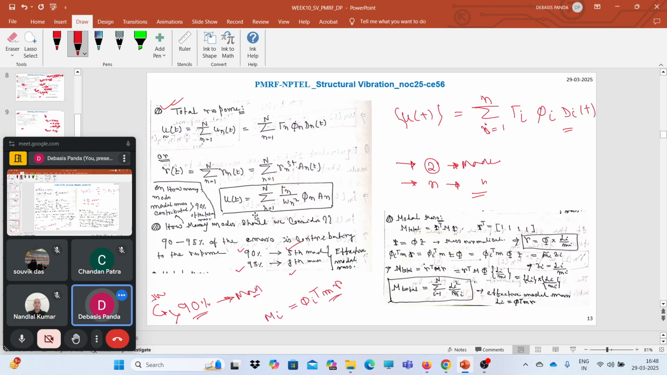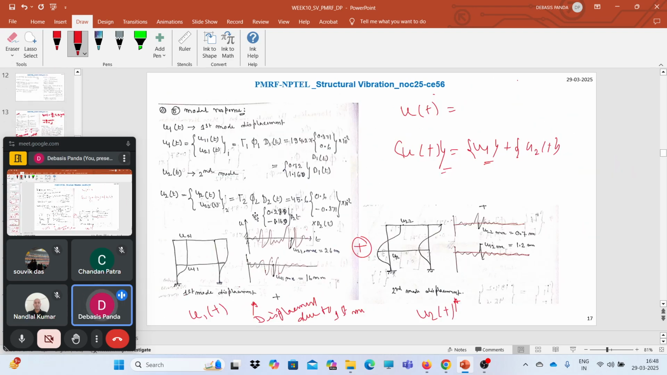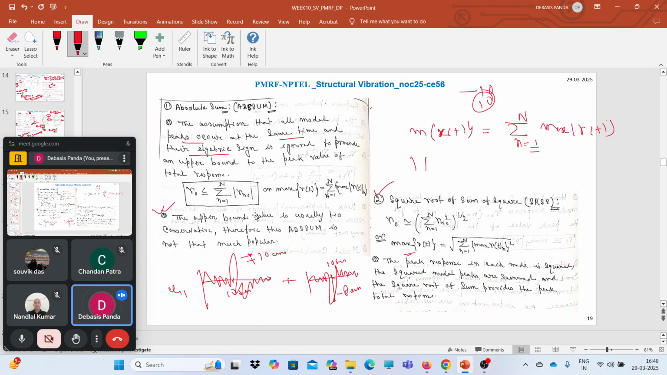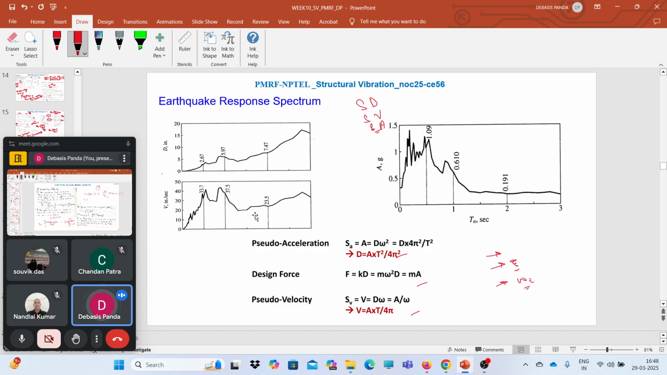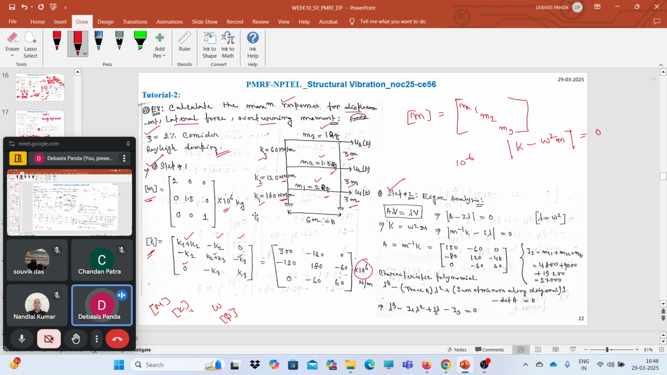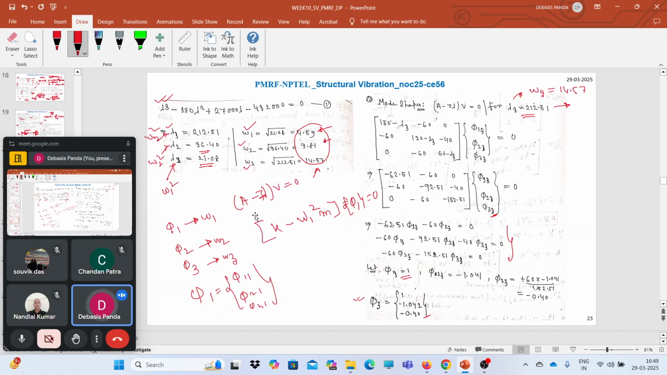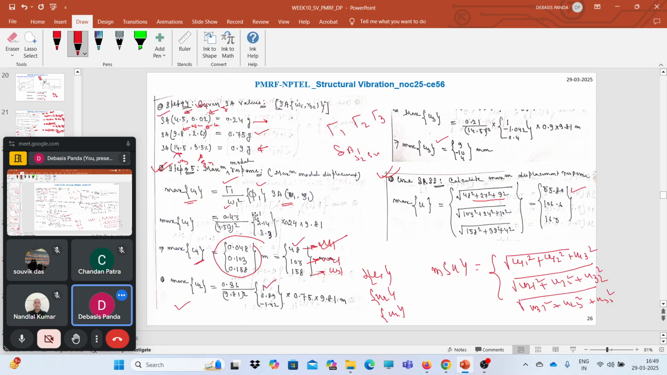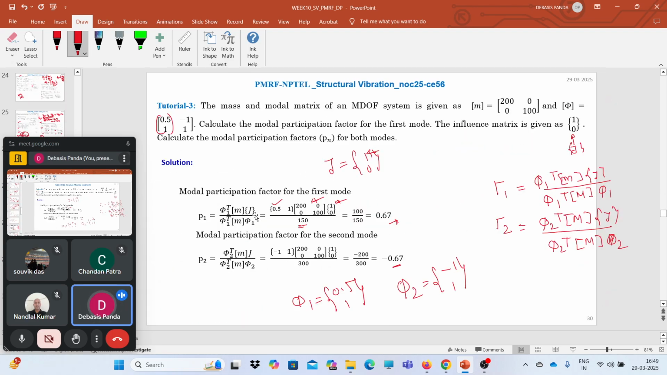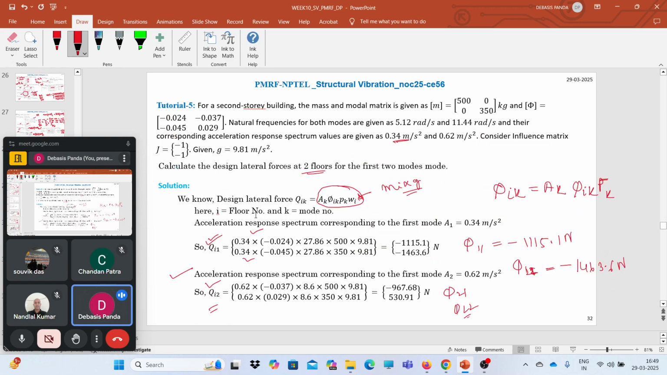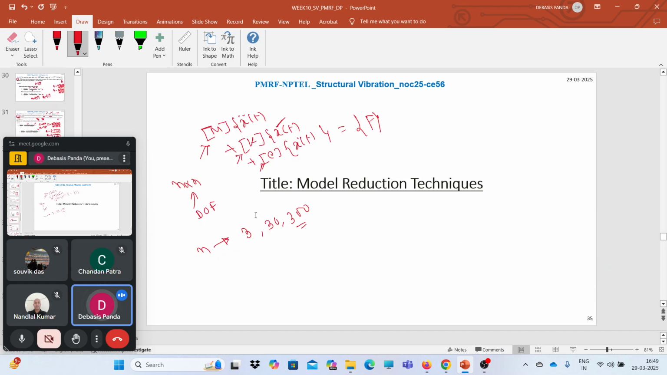Then we have seen how to use the responses. Here we solved this problem and saw that for the two modes we have two modal responses. So how do we combine these modal responses to get the final response? We have seen two or three different methods: absolute sum, square root of sum of squares, and the CQC method. Then we solved this example using the concept of the response spectrum and the modal combination rule, step by step up to the lateral forces, storey shear, and moment. And then we solved a few examples which will be required for your assignment purposes.